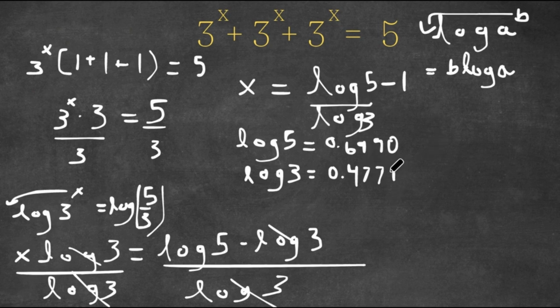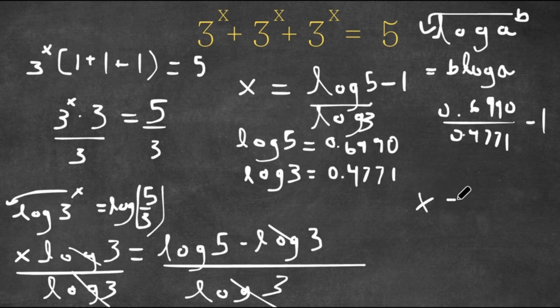So now if I plug these in, I get 0.6990 over 0.4771 minus 1. And this means that x is equal to, if we simplify this, 0.4651. So this is our answer.